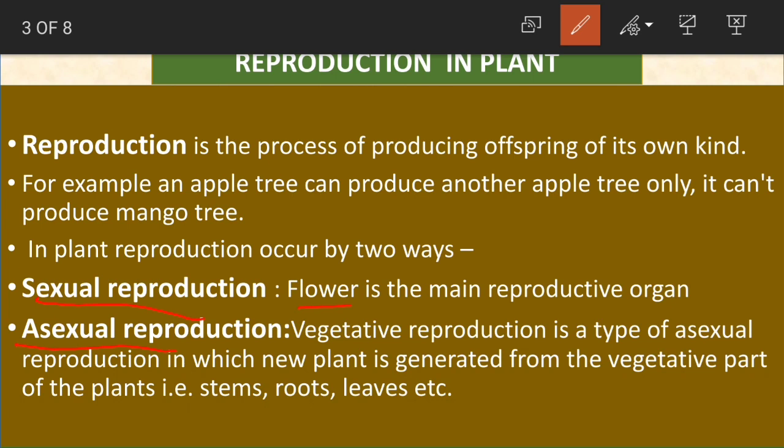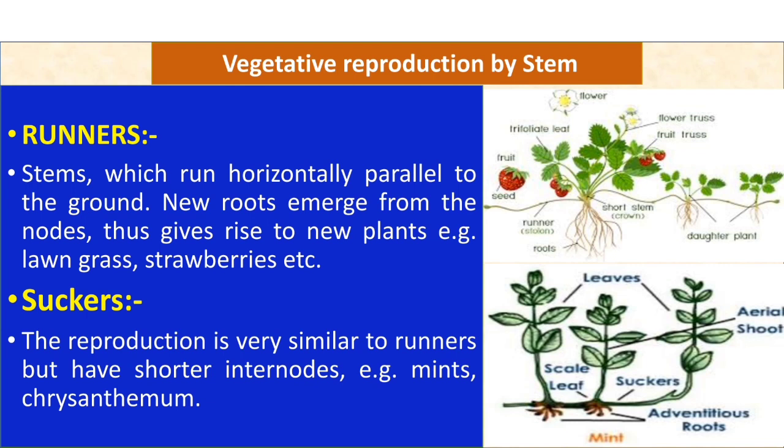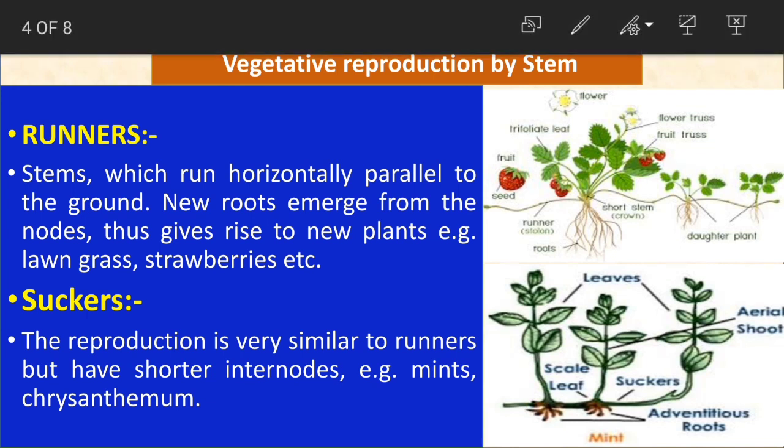And asexual reproduction is the vegetative reproduction, where parts of plants like stems, roots, leaves, and all these parts take part in the reproduction. From those parts, other plants take birth. This is asexual reproduction. Again here we can see different types of plants, like runners. What are runners, children? Stems which run horizontally, parallel to the ground.